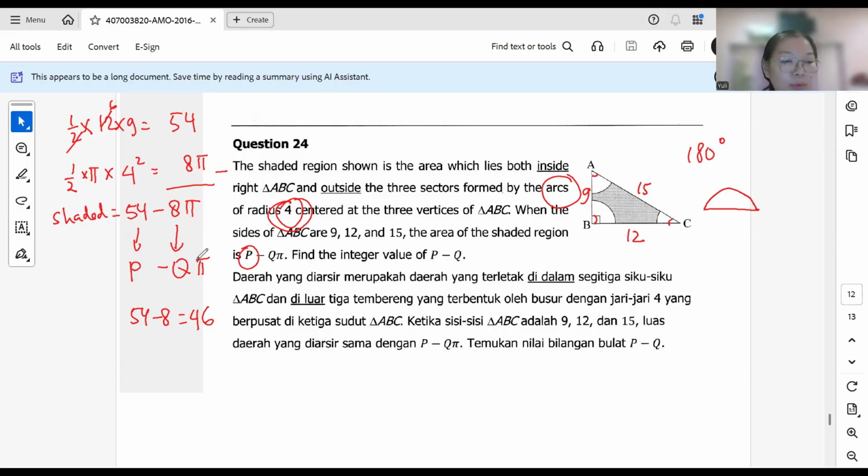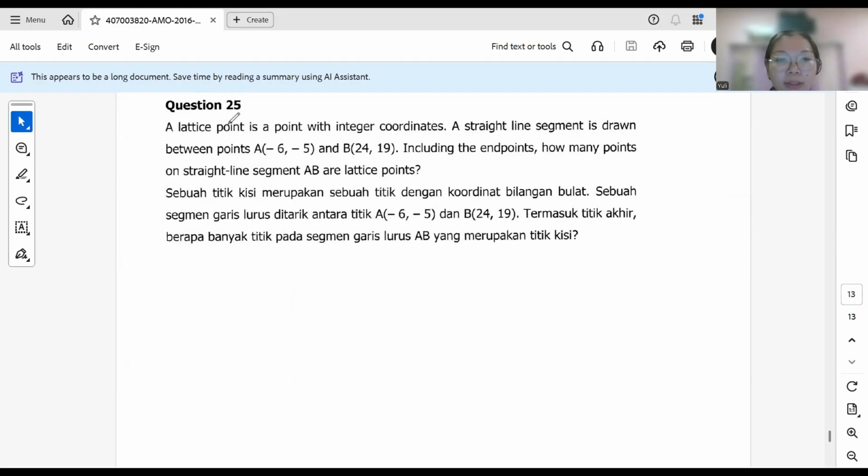So now we're going to 25, the last number. Okay, the last number. Lattice point is a point with integer coordinates. That means cannot have decimal for the points. Straight line segment is drawn between point A and point B, including the endpoints. How many lattice points on the straight line segment? So you have to find the ratio for the x and y to find out if you move y to a certain number, how much it will move the x.